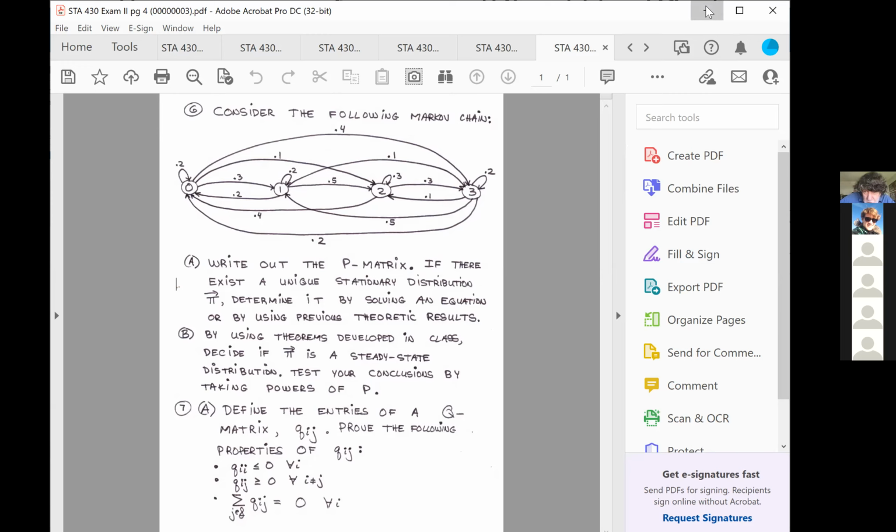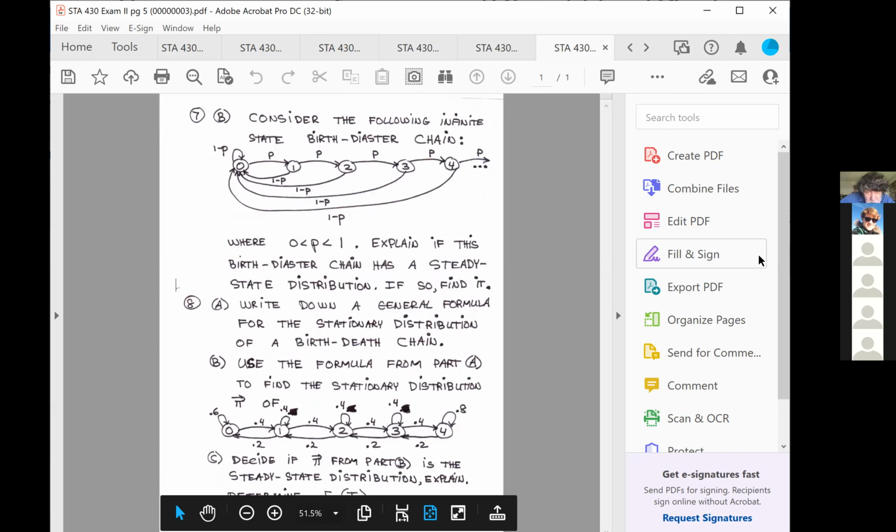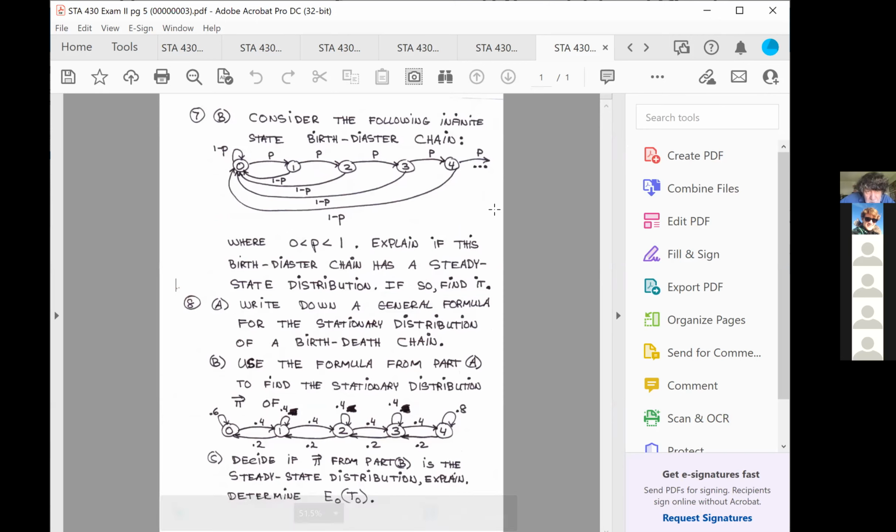Let me go to the next one. Do you see 7B up here? Yes, we do. Wonderful. Okay, good. 7B should look familiar. We've seen it before. We've seen it in class, and something like that is fair game. And 8, A, B, and C is something you can do as well.